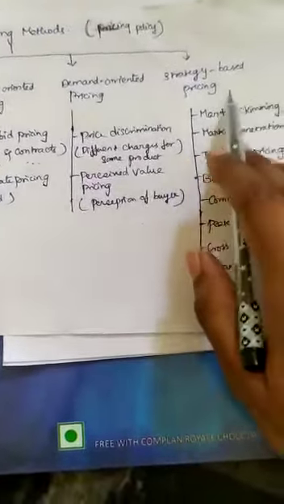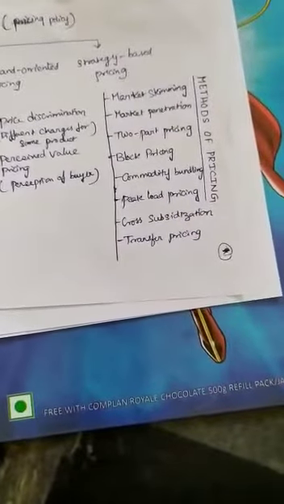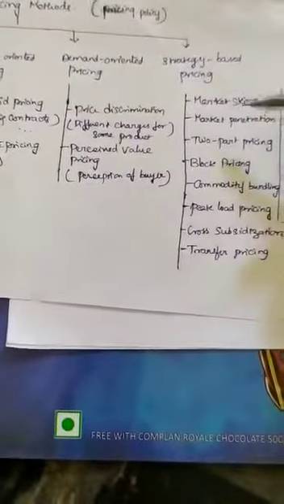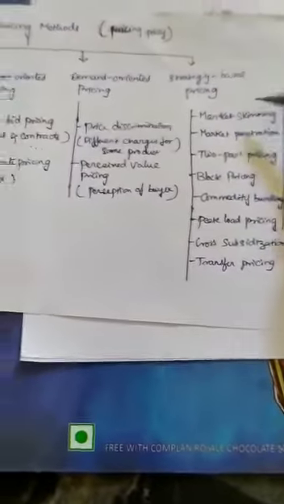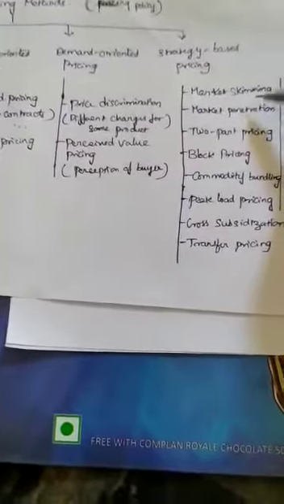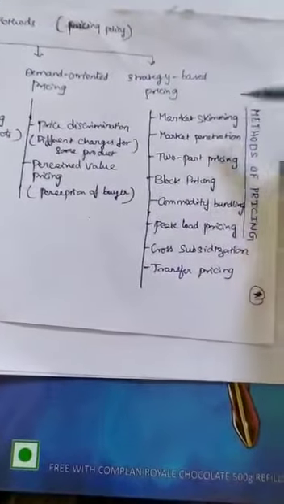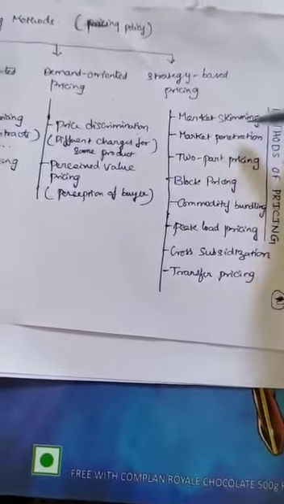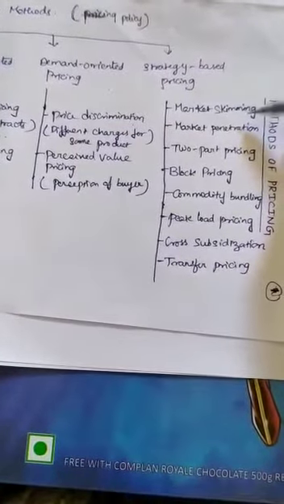Next, strategy based pricing. It is very important. This classification is very important in strategy based pricing. First, we understand about market skimming. Generally, you have already known in the previous subjects what market skimming means. In economics, you have already known.